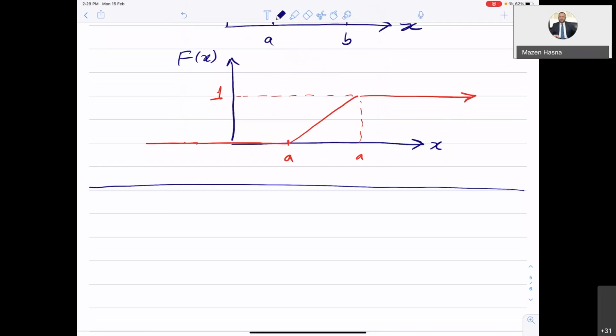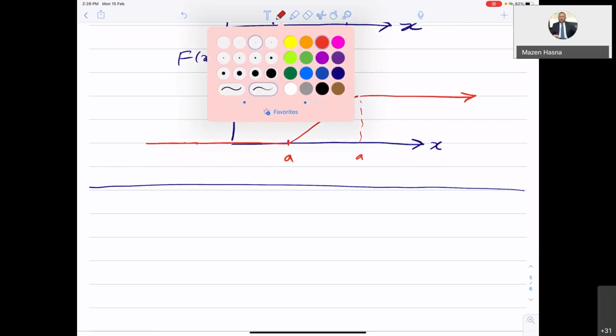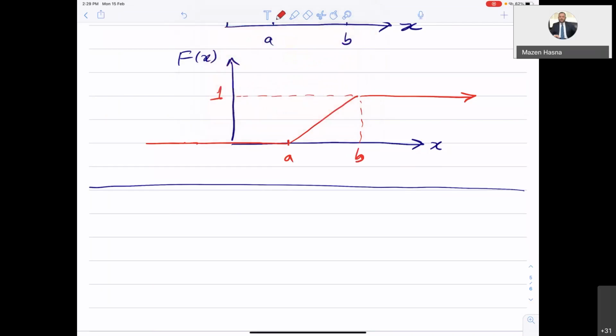Yes, you wrote from A to A. From A to A, right? It's not right, it should be from A to B. A to B is better, correct. Okay, I agree.